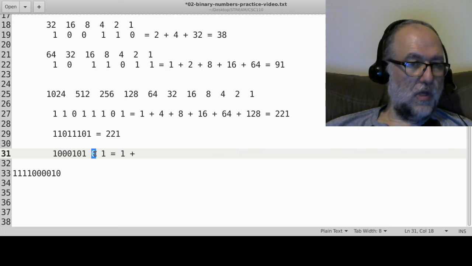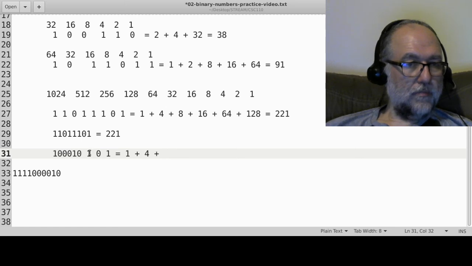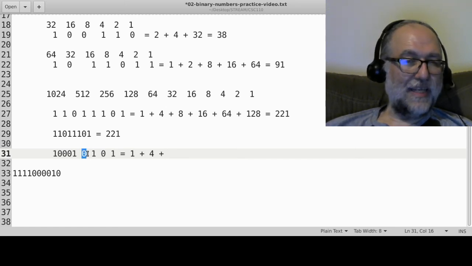This one is the twos column, and you have no twos. This one is the fours column, and so you have a 4. All right, that's the fours column. This column is what? Well, twice 4 is 8, so we're up to the 8th column, and you have no 8.